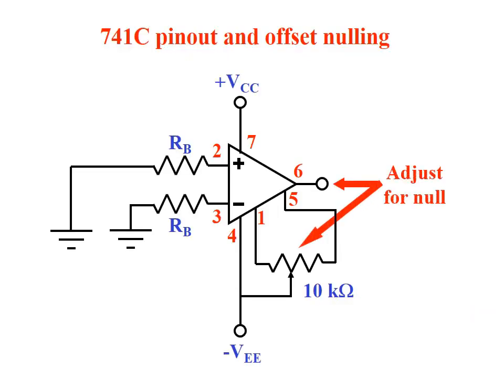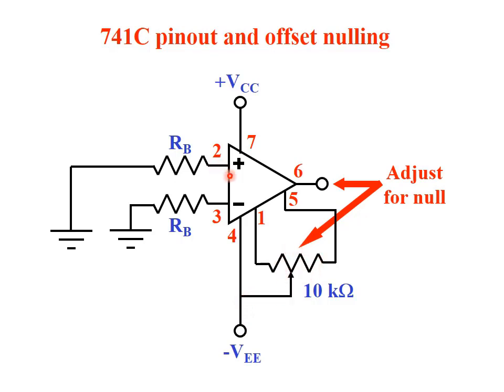Remember the variation we said on the output? This is one of the practical ways to fix it, called pin out and offset nulling. So we can adjust the output to null it by using this, the real 741. Pins 5 and 1 are used for offset nulling. All we need to do is connect a variable potentiometer between these two pins, and we take a negative voltage, and we can adjust this resistor.